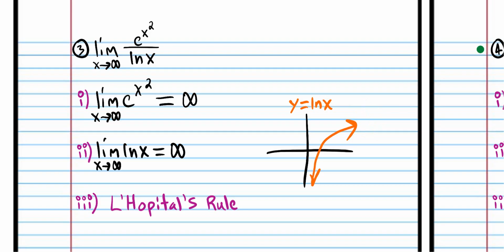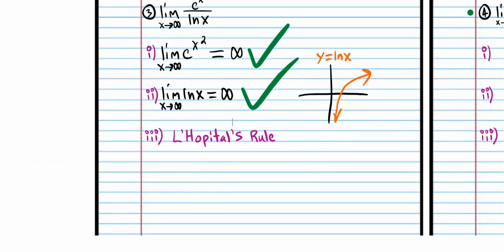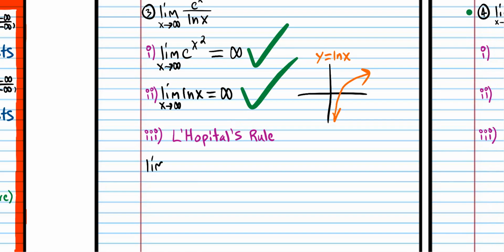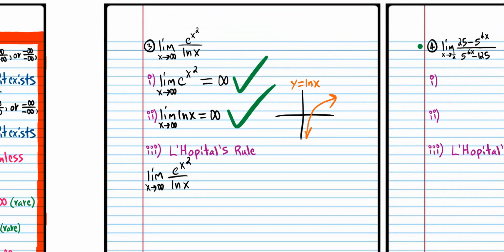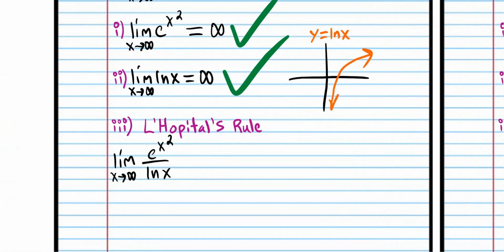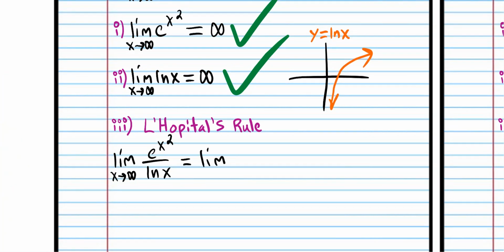So it looks like we can use L'Hopital's rule. L'Hopital's rule tells us that the limit of that expression as x approaches infinity is equal to the limit of the derivative of the numerator over the derivative of the denominator as x approaches infinity.